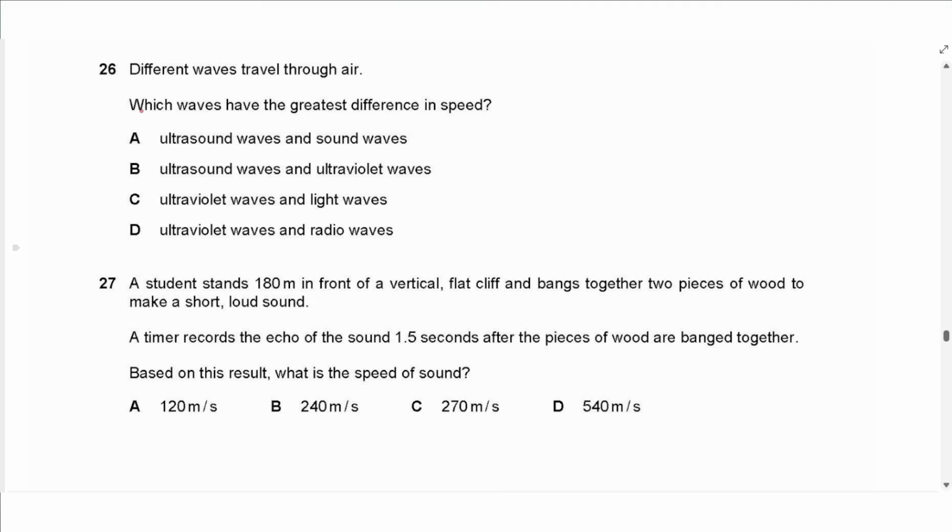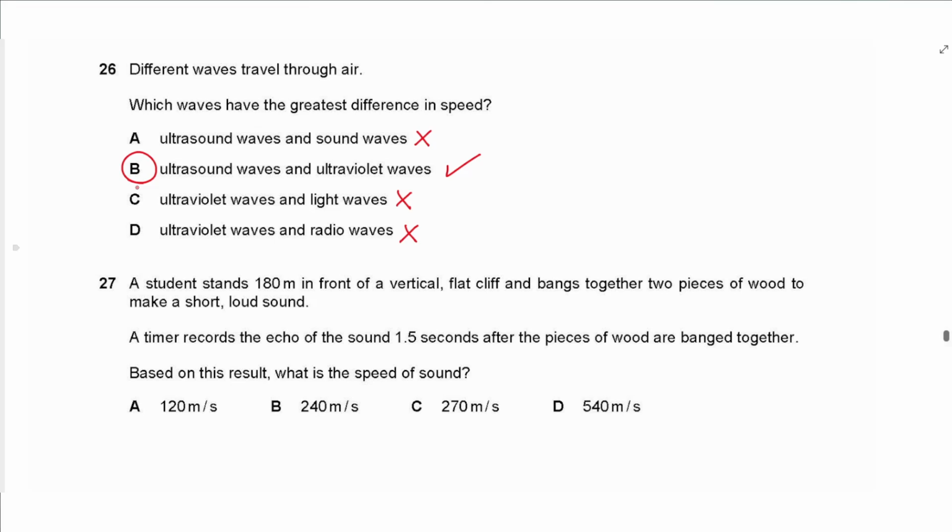Question 26 says different waves travel through air. Which waves have the greatest difference in speed? Ultrasound waves and sound waves, they are the same thing, so they do not have different speeds, they have the same speed. Ultrasound waves and ultraviolet waves, yes, ultrasound waves travel at 340 meters per second approximately, but ultraviolet rays travel with the speed of light, which is 3 times 10 to the power of 8, so this will have the greatest difference. Ultraviolet waves and light waves travel at the same speed, so no difference. Ultraviolet waves and radio waves also have the same speed, electromagnetic, so no difference, so we choose B.